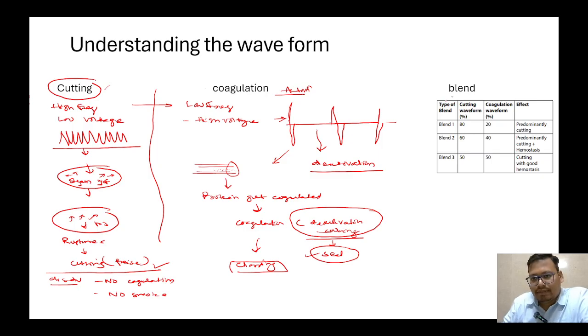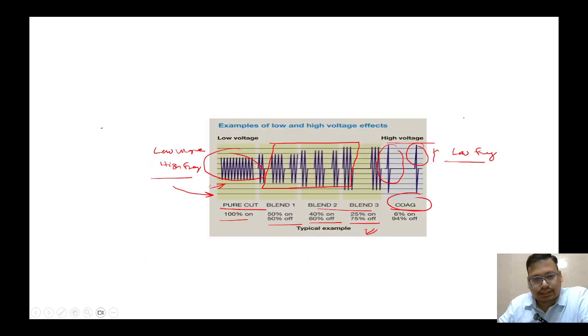Next is blend mode. Blend mode, I have told you, is a mixture. Blend 1 is 80% cutting and 20% coagulation, that is predominantly cutting. Blend 2 is 60-40, predominantly cutting, and 40% will help in hemostasis. Blend 3 is 50-50, cutting with hemostasis. These mixtures and combinations are also coming nowadays to help in our surgery.